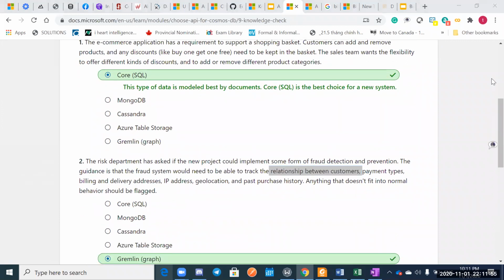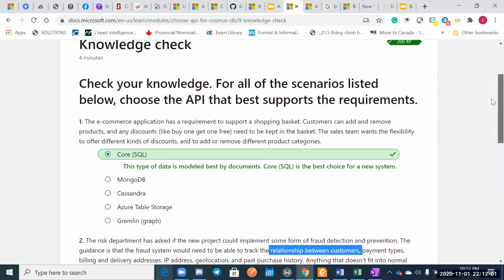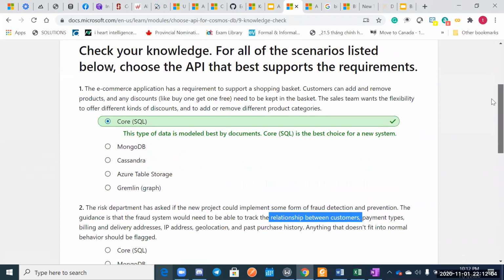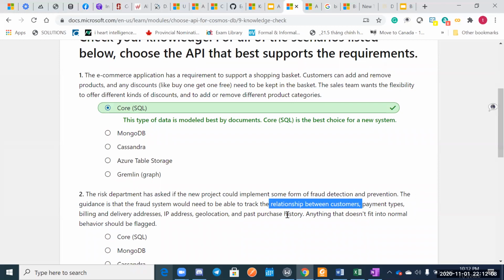Do you have questions on this? Good job on getting the knowledge on the APIs for Cosmos DB. I'm sure you will have a few questions on this. Do you have questions?